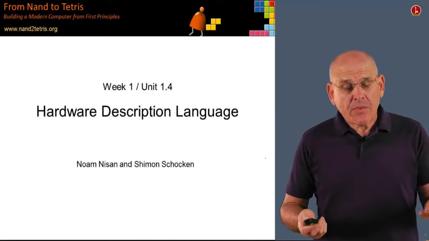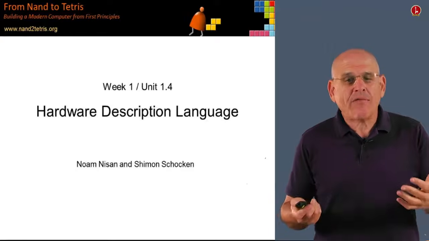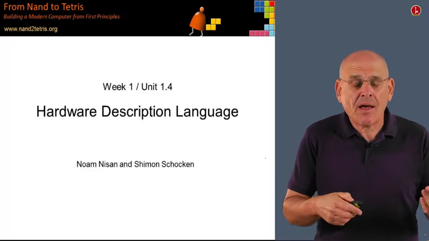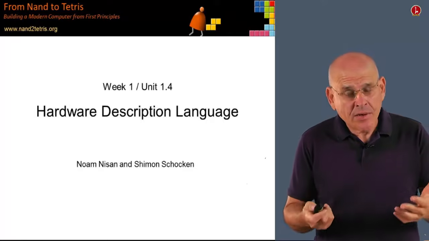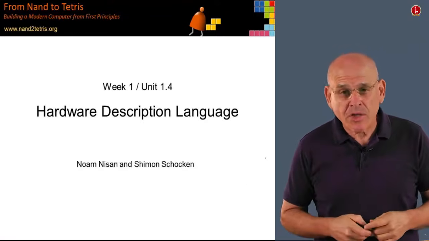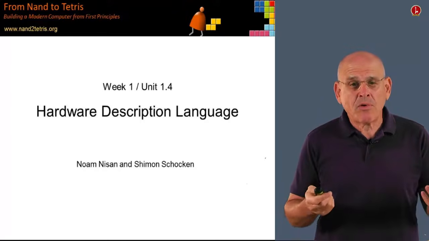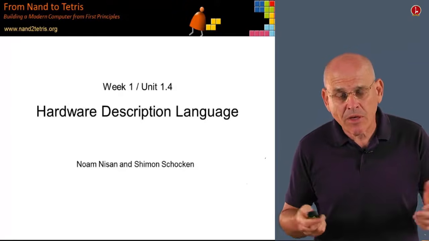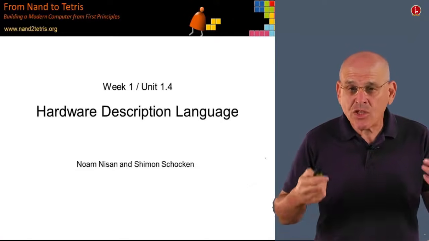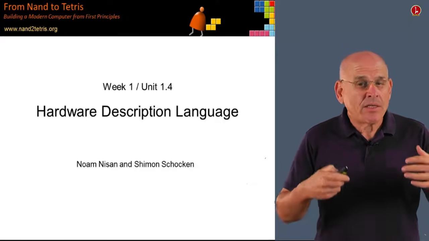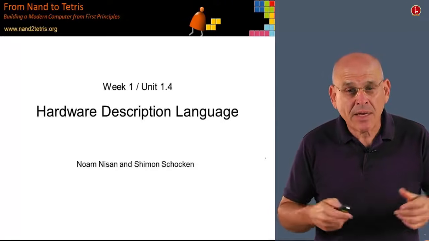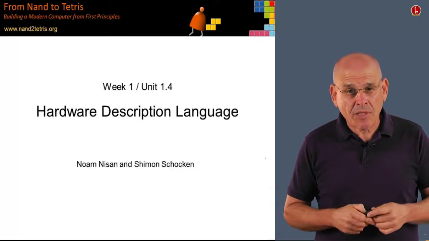In previous units, we talked about how Boolean functions can be realized using logic gates. And in this unit, we're going to talk about how we can actually build and implement the logic gates using a formalism called hardware description language, or HDL. Once you build a logic gate in HDL, you can actually simulate it, test it, and finally build it in hardware, as we now turn to describe.